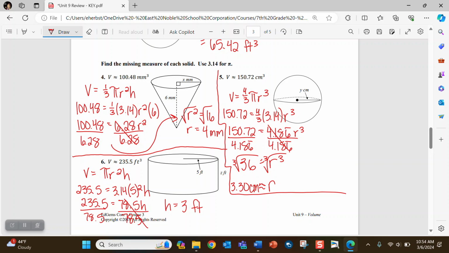Number 5 is a sphere. 4/3 pi r cubed. We don't know the radius. Again, this is similar to the one we just did above, but I cleaned up the right-hand side. Notice my use, though, of that repeating decimal, 4.186 in problem number 5, with that repeating bar up on top. So when I have to divide both sides by that repeating decimal, in the calculator, I typed 150.72 divided by 4.18, and then I typed in 6s until I ran out of room. I'm letting the calculator know that this is a repeating decimal.